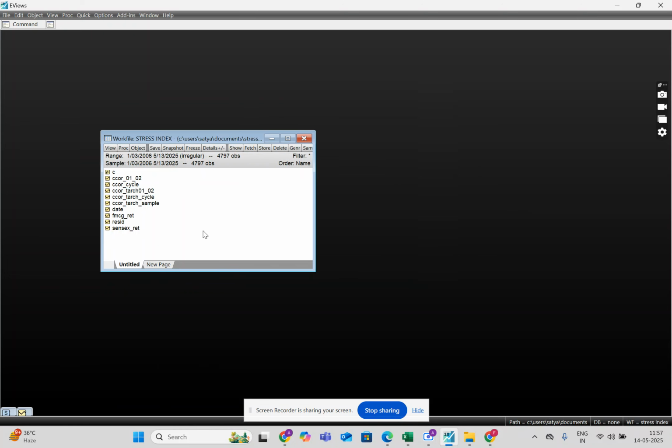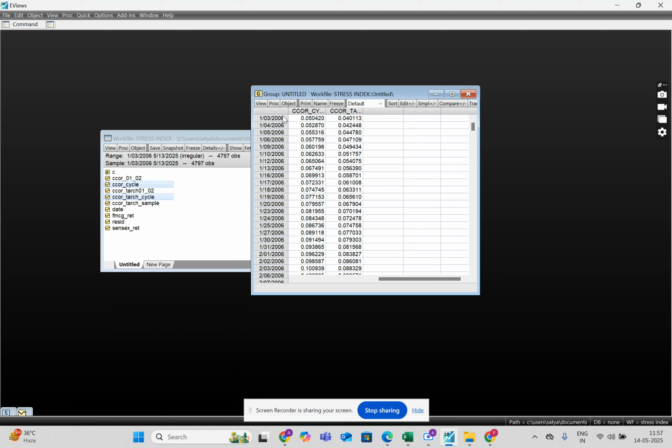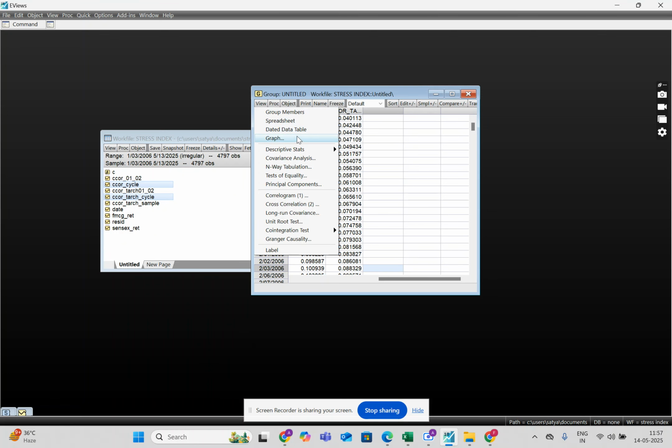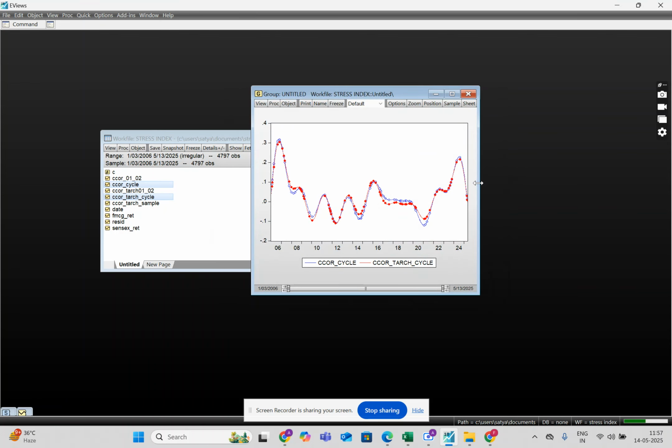Now I will open both of the cycles together. So please see, I open the CCOR cycle as well as the CCOR TARCH cycle. Just these two. So I open them as a group and then I select both of them. Okay. And I open them as a graph. So both of them will together come out as a graph. So a line and symbol graph. So here it is.